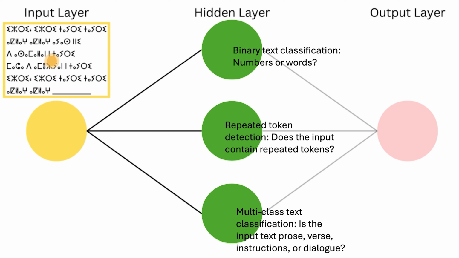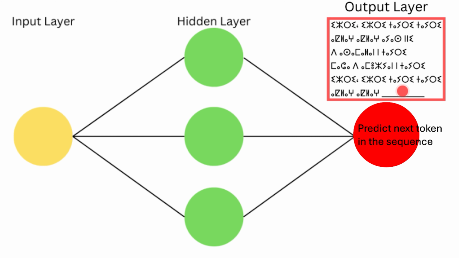In this simplified model, it goes through 3 steps. First, it identifies whether the input contains numbers or words. Next, it detects any repeated patterns. Last, it classifies the format of the text. Finally, the AI generates an output. What it predicts most likely fills in the blank.